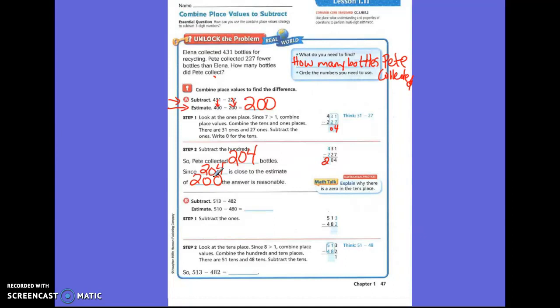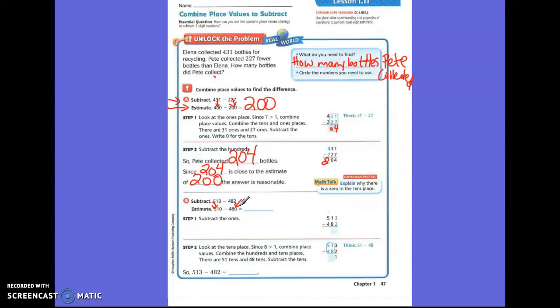Okay, now another way they want you to combine place value is instead of doing the ones, they're going to have you combine the 100s and the 10s. First, they wanted us to subtract 513 minus 482. They estimated 513 to what? 510. Thank you for paying attention, Jacob, and saying the answers. They estimated 482 to what? 480. Thank you, class. That makes me feel better that you're all paying attention now.